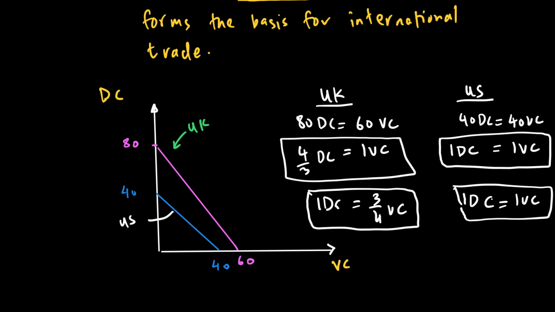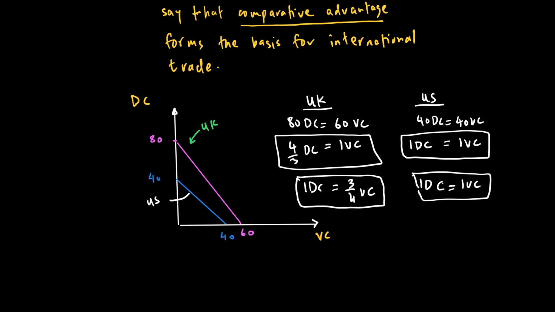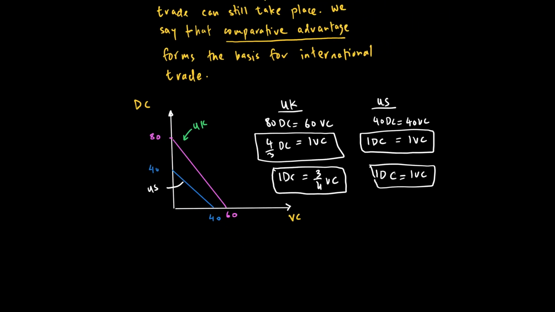One exchange rate can lie between 1 DC is equal to 3/4 VC and 1 DC is equal to 1 VC, say 1 DC is equal to 0.8 of a vacuum cleaner, but that's another discussion. The idea is that even when countries have what we call absolute advantage in both goods, they will still trade on the basis of comparative advantage, as we can see from this example.